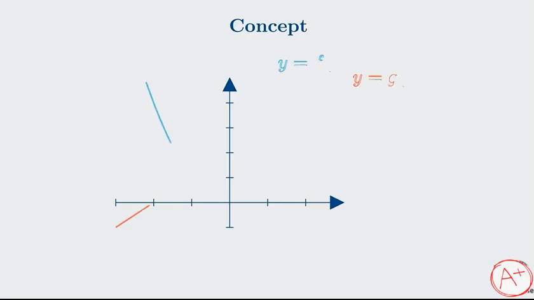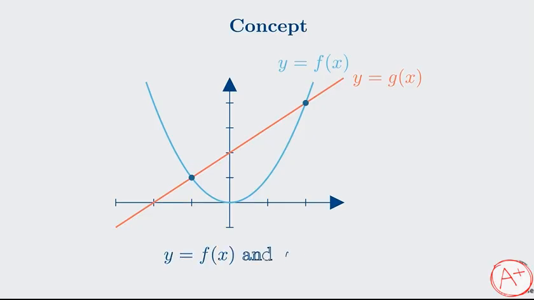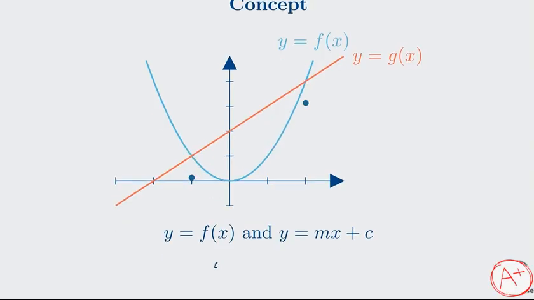When we talk about the intersection of two graphs, we are looking for the points where they meet. At these points, the x and y coordinates satisfy both equations simultaneously. To find them, we equate the expressions. If we have a curve and a line, we set f of x equal to mx plus c. The number of real solutions to this resulting equation tells us exactly how many times the graphs intersect. If there are no real solutions, the graphs never meet.